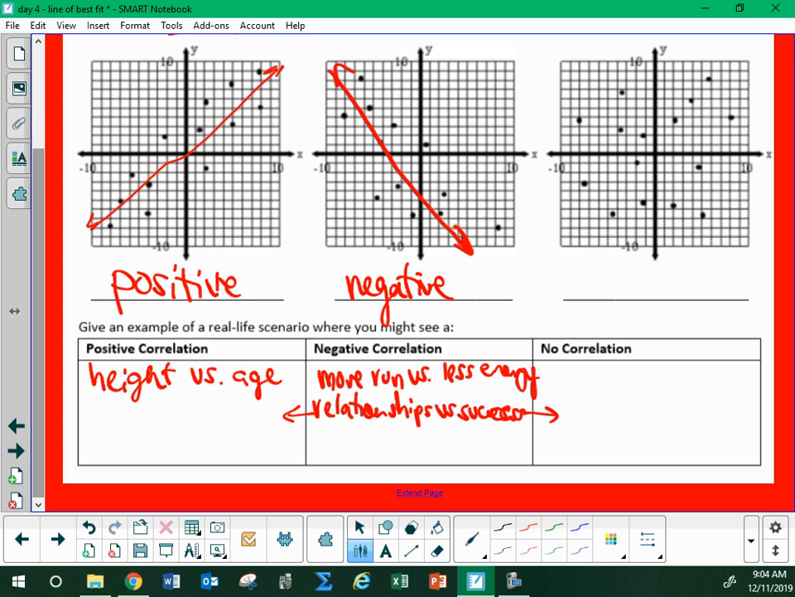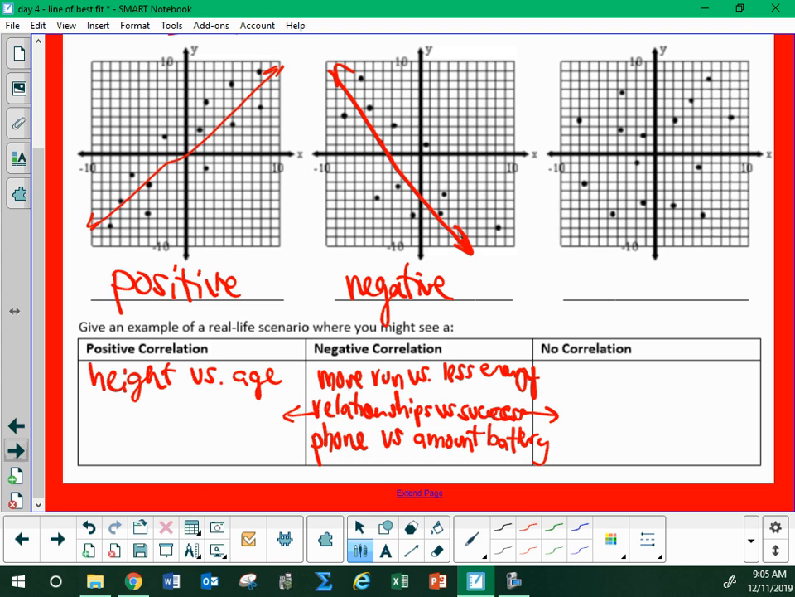Another negative correlation could be phone use versus battery life. I feel like you're using that against us. No, it just is another negative correlation. When you use your phone more, what happens to your battery? It goes down. I see it every day from you guys.